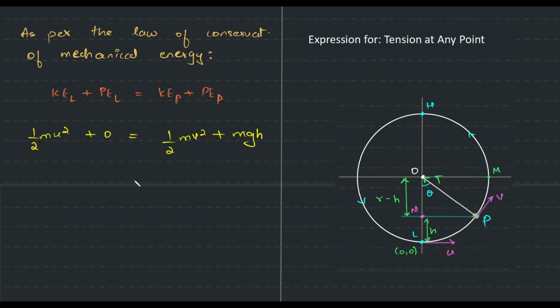So what can we do over here? I can divide m from all the terms, and I can multiply 2 throughout. So we have u square minus 2gh is equal to v square. So we have v is equal to root of u square minus 2gh. Okay, so that's it. So what can you see over here?